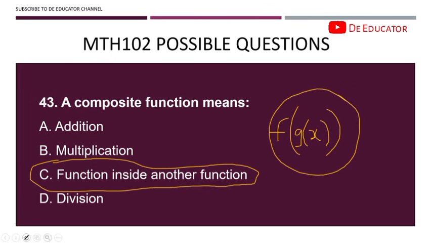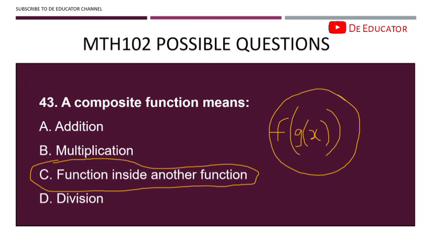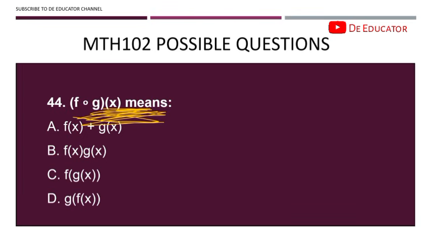This is an example of a composite function. Function inside function. 43. What does this mean? Very, very simple. If you see this question, you know that is a bonus question. It's the same thing as composite function. This is what I wrote in the previous question. This is it in another way. So the correct answer to this is C.